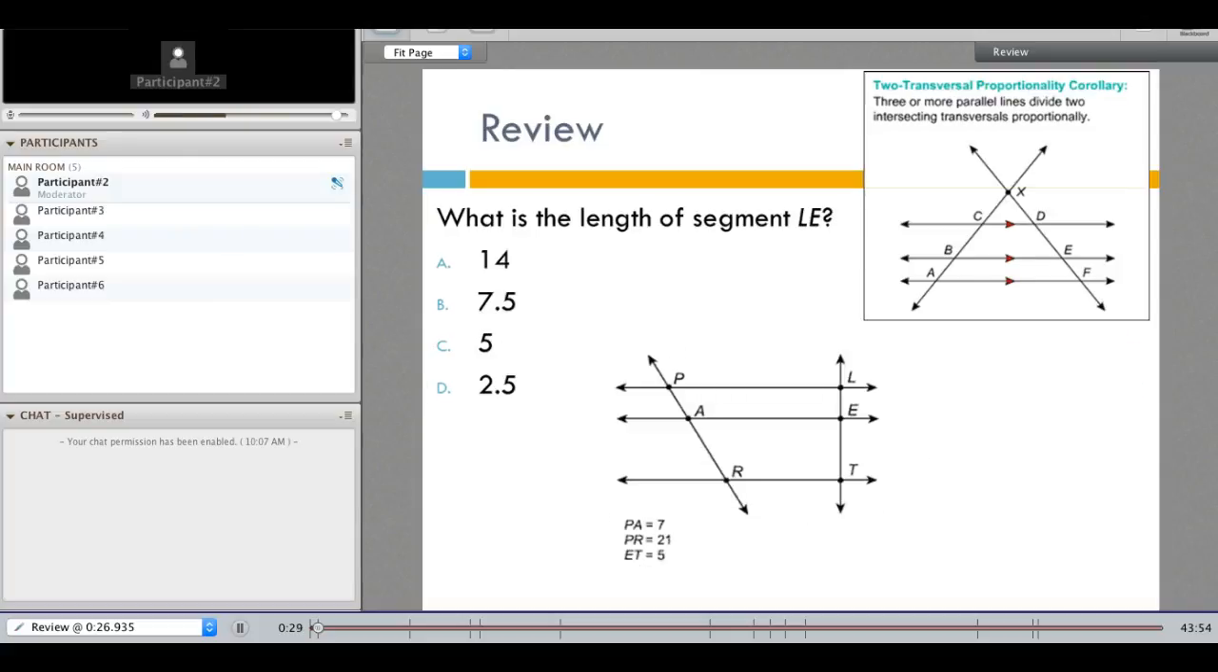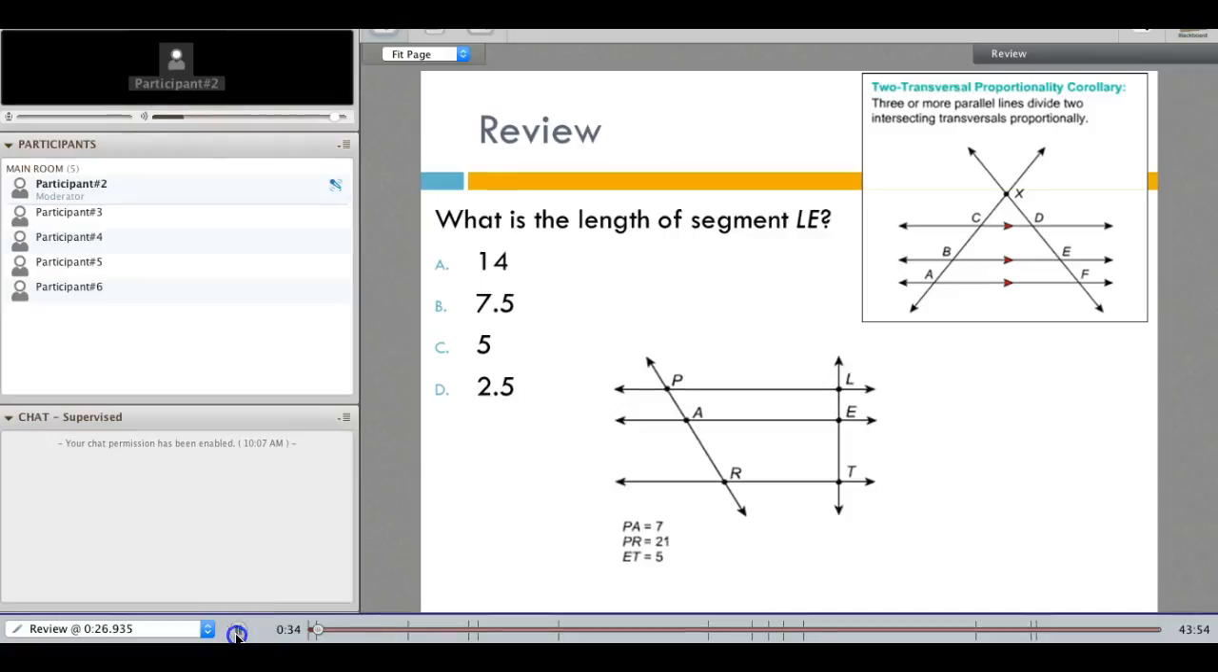Okay, how about this one? Give this one a shot real quick. We'll take like 1 minute, so do it super fast, as fast as you can. And hopefully it'll make sense to you. I put the two transversal proportionality corollary up here as a hint.